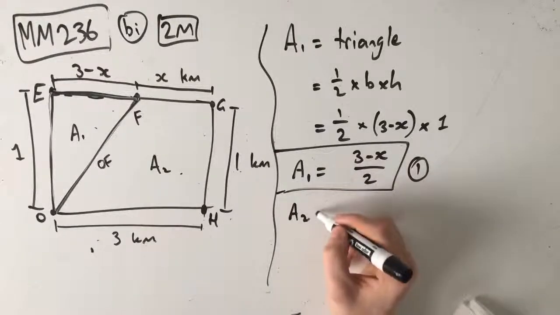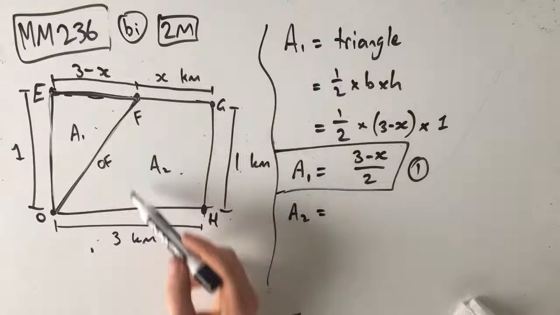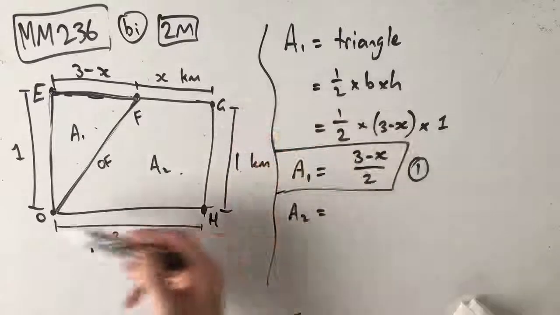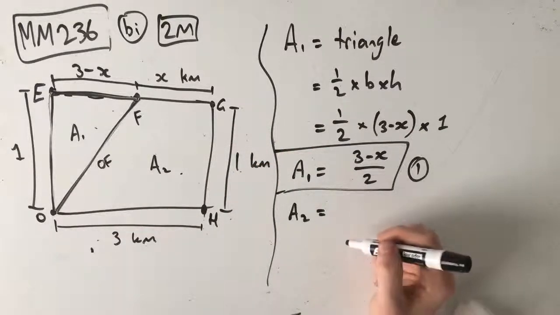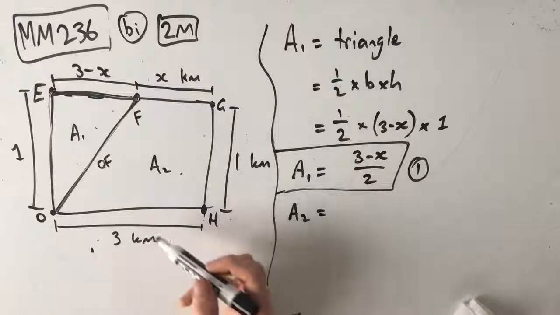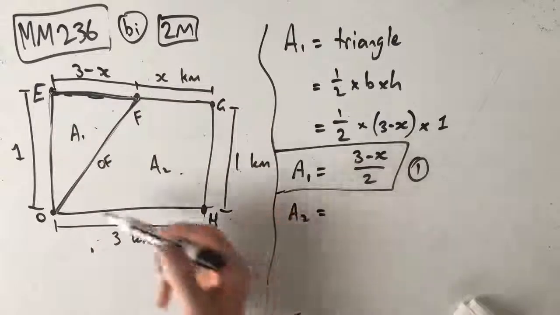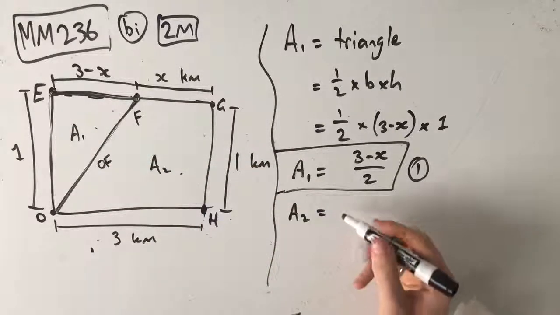Now, A2, there's multiple ways we could do this. We could split this up into a triangle and a rectangle and find both of them and add them together. But we can also see that this is actually a trapezium. So we can use our trapezium formula to find this. The other thing you could do is actually just do the total area of the paddock minus A1. There's heaps of ways to do this, but I'm just going to use our trapezium formula.